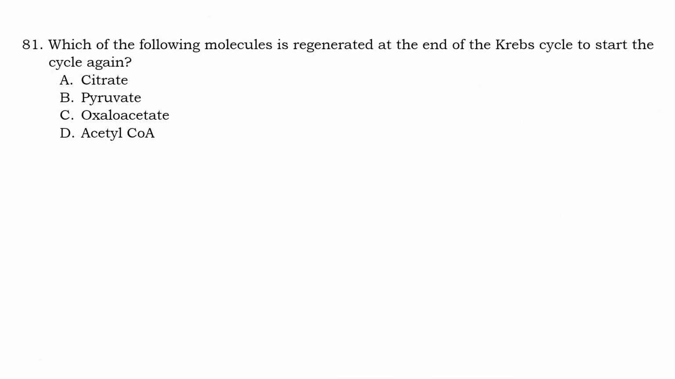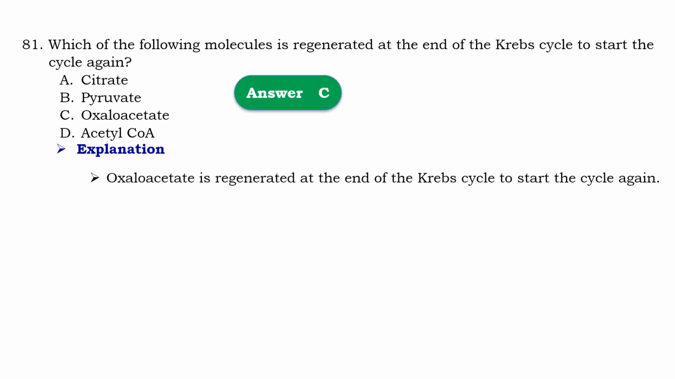Question number 81. Which of the following molecule is regenerated at the end of Krebs cycle to start the cycle again? So that should be C, oxaloacetate. Means that oxaloacetate is regenerated at the end of Krebs cycle to start the cycle again.